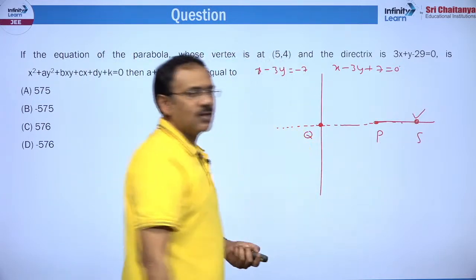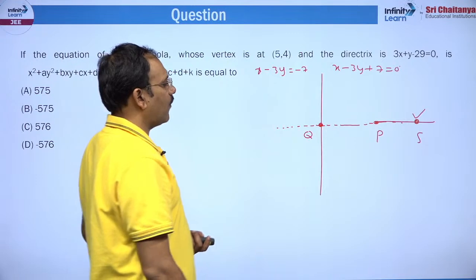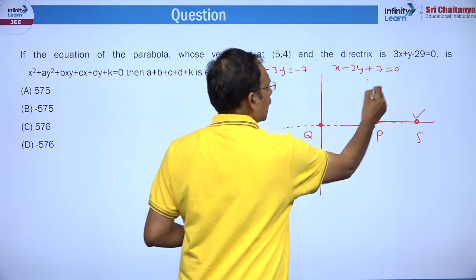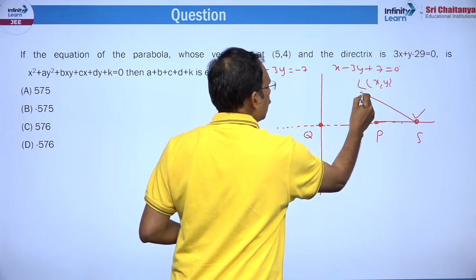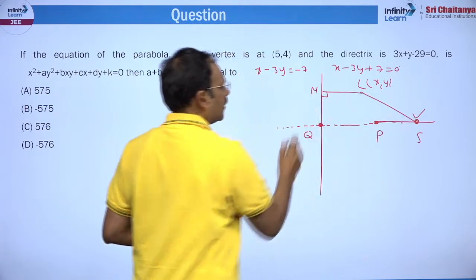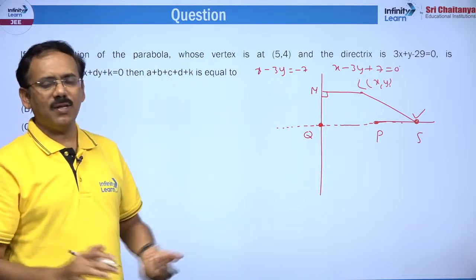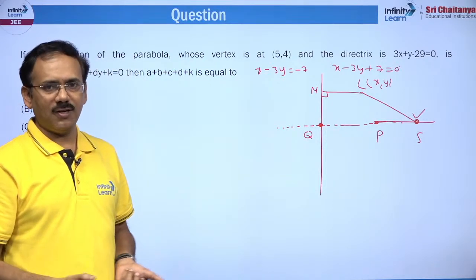Now, you know the focus and directrix. Now, you can find the locus of a point x comma y such that, let it be L, yes, SL is equal to LM, the perpendicular distance. This is a basic standard method to find the equation of a conic, right.